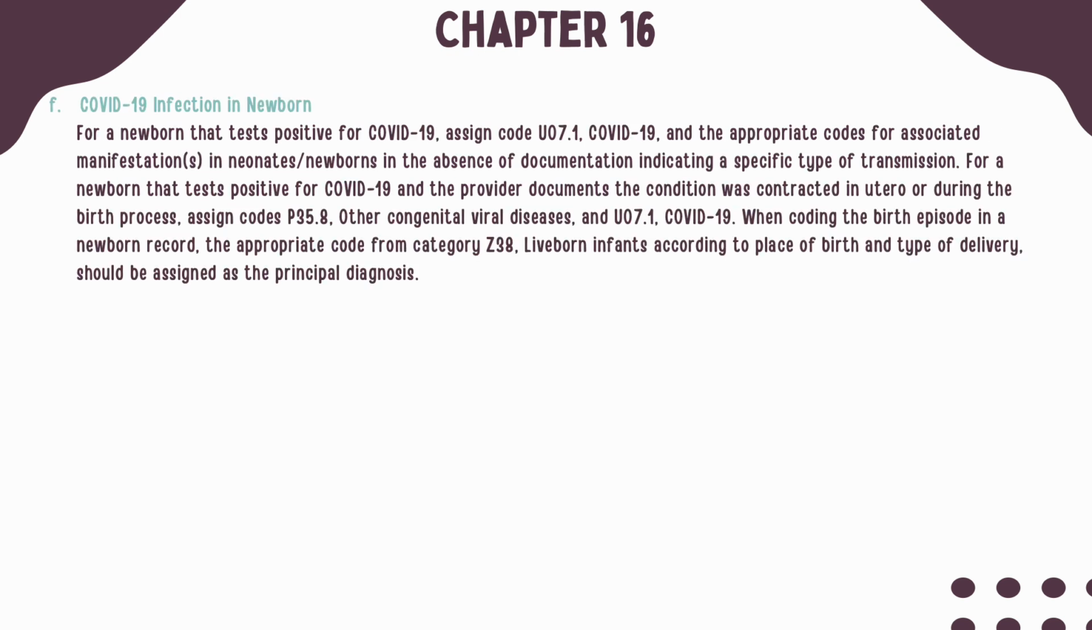When a newborn tests positive for COVID-19, use code U07.1, and that should be assigned, as well as any appropriate codes for manifestations. When a newborn tests positive for COVID-19 and the provider documents that it was contracted in utero or during the birthing process, first assign code P35.8 followed by U07.1. If it is documented during the birth episode, code first from Z38 for the live-born infant, followed by the appropriate codes such as P35.8 and/or U07.1.